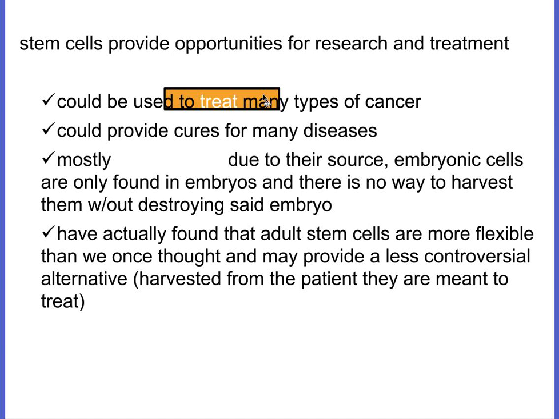Maybe you have diabetes. Right, you're diabetic. You can't make insulin because your pancreas cells aren't doing what they're supposed to be doing. Maybe I could put new cells into that pancreas that could develop and start functioning the way that they're supposed to and make that insulin that you need, right?